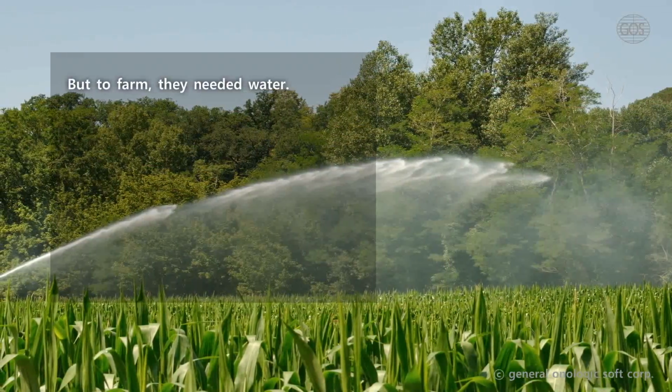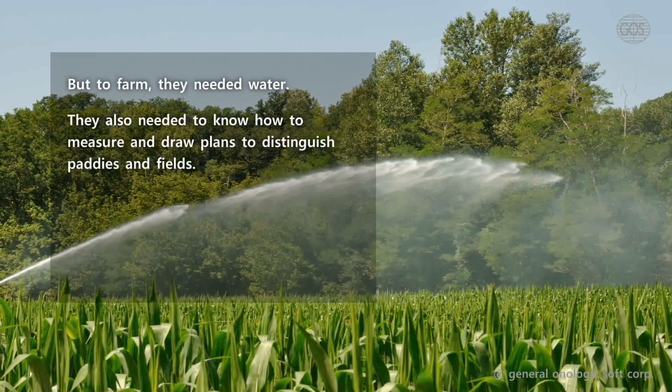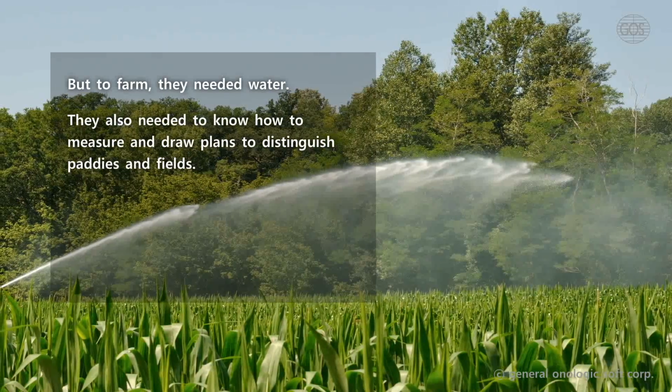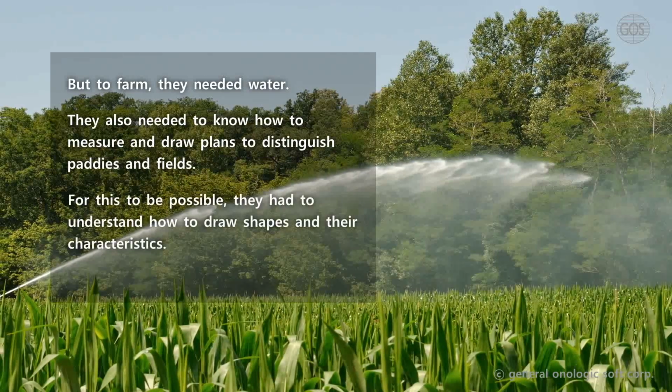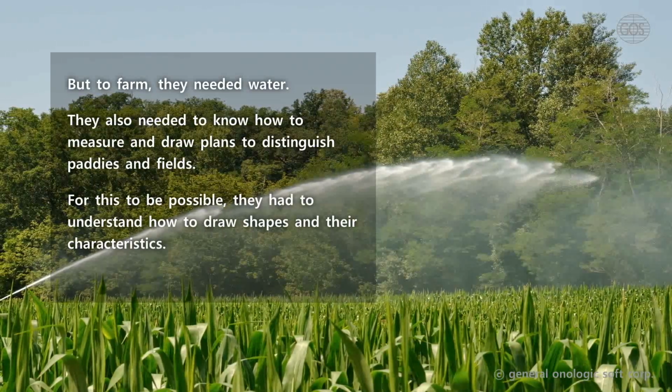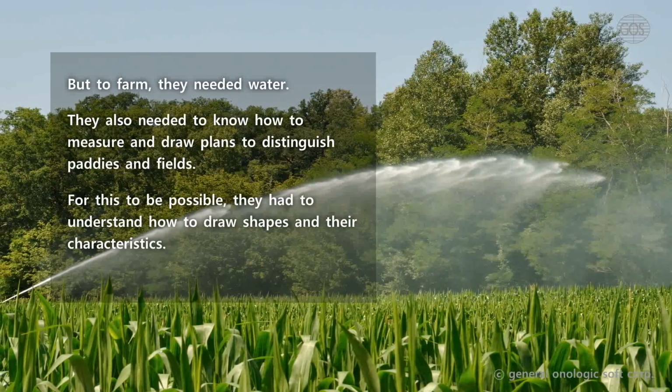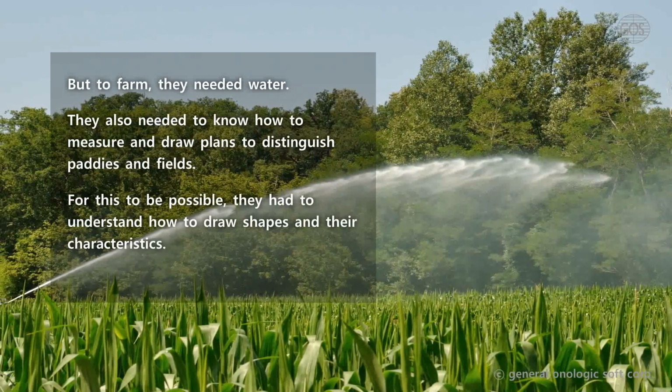But to farm, they needed water. They also needed to know how to measure and draw plans to distinguish paddies and fields. For this to be possible, they had to understand how to draw shapes and their characteristics.